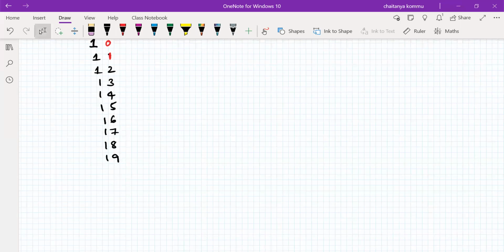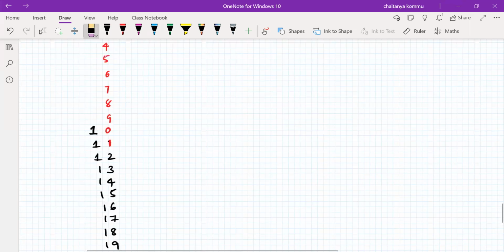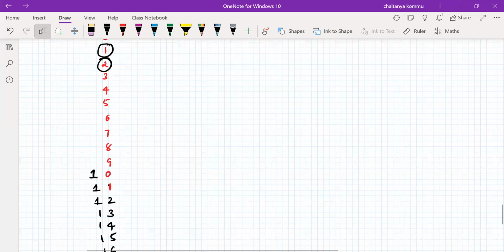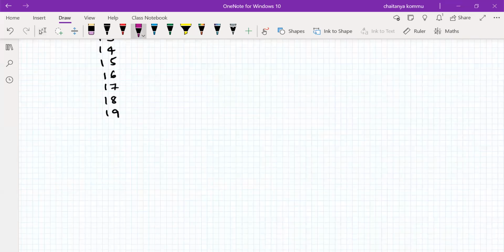So after 1, the 9 is also completed. Therefore what I have to do is take the second digit, and then start a new sequence: 20, 21, 22. You can see the first positions are all the same, then 3, 2, 4, something like this. We can go for it, right?